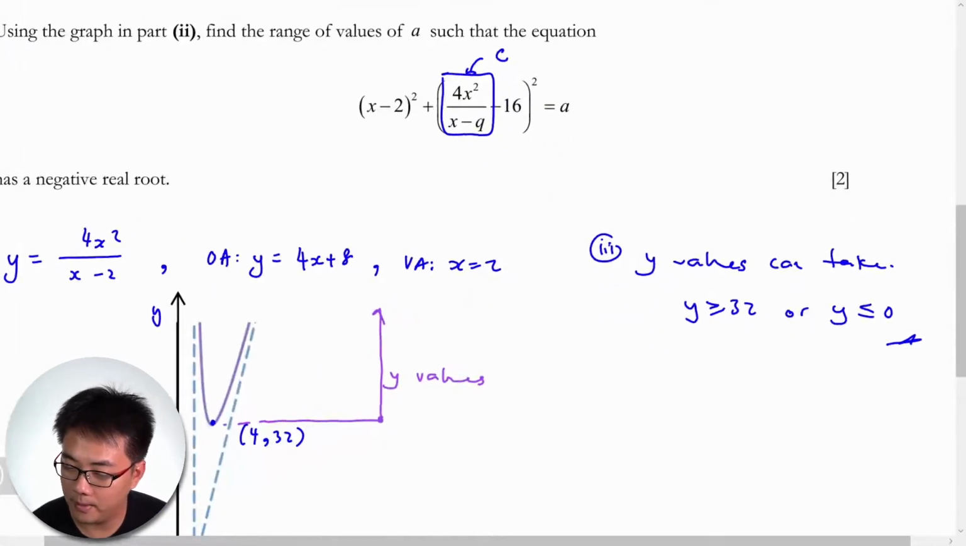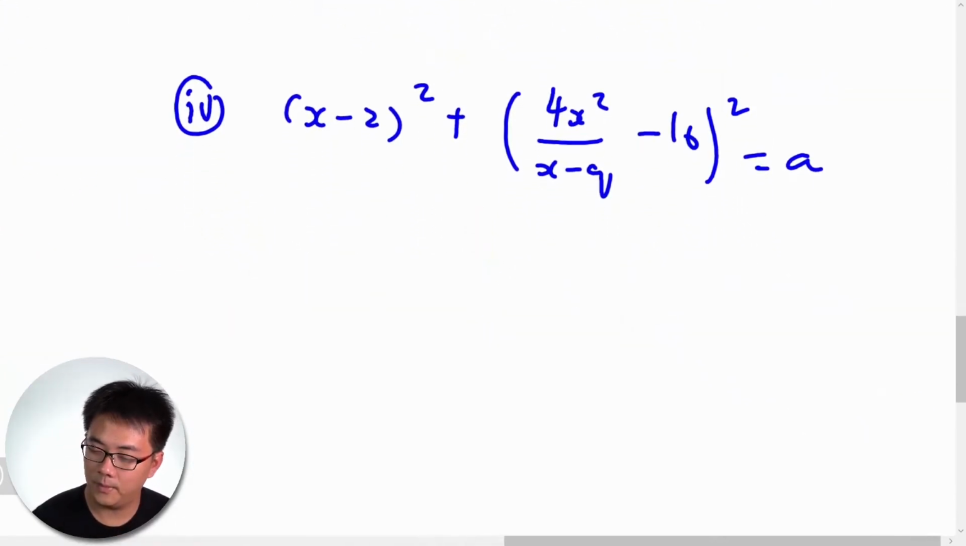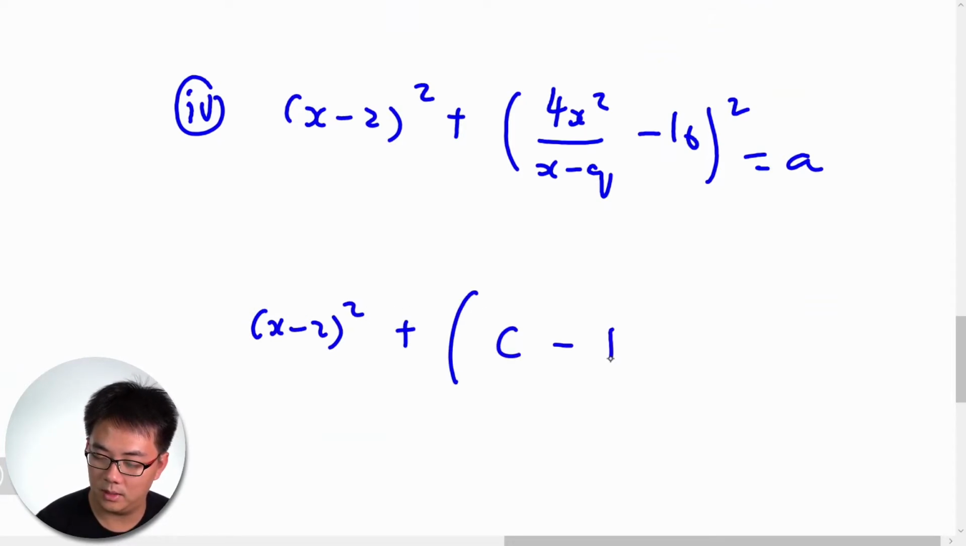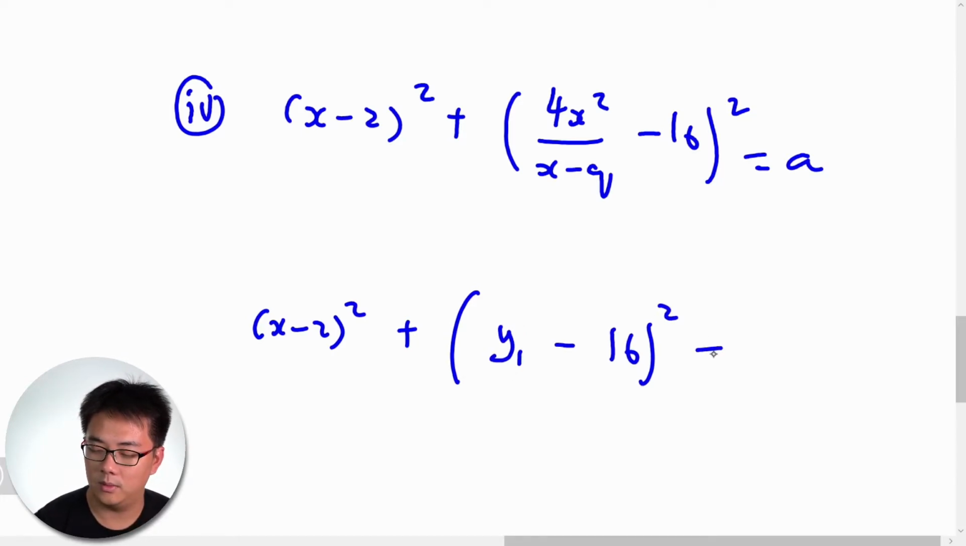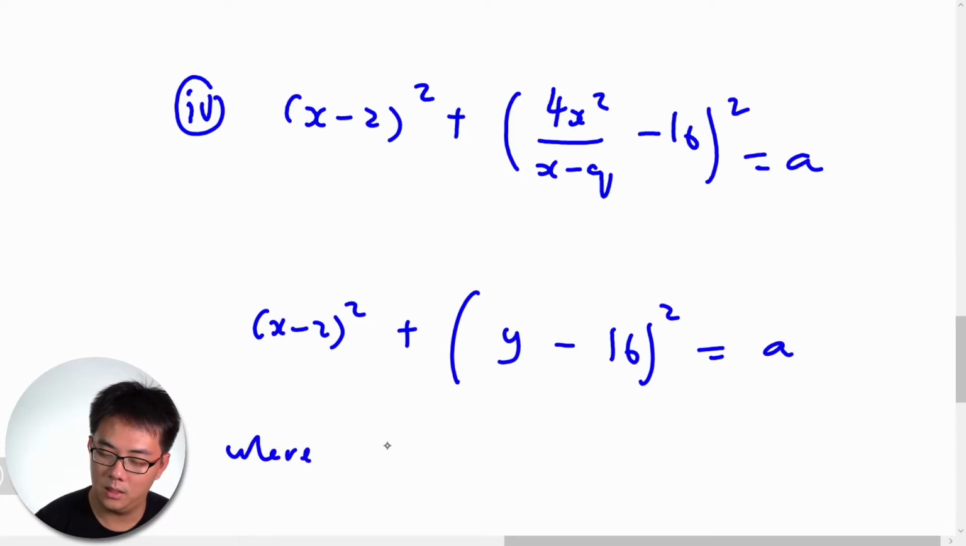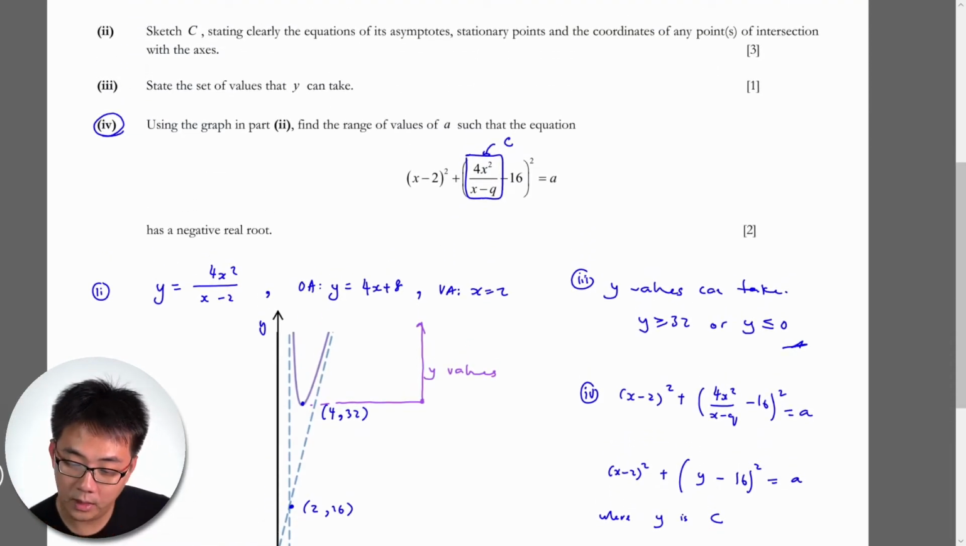So let's look at that part 4. So this is x minus 2 squared plus 4x squared over x minus 2, minus 16 squared equals a. So this part here, what we get is x minus 2 squared plus this is your C minus 16 squared, or rather your y1 squared equals a. Okay, where y is C, the curve. Okay, so how do we find the range of it? Okay, great.